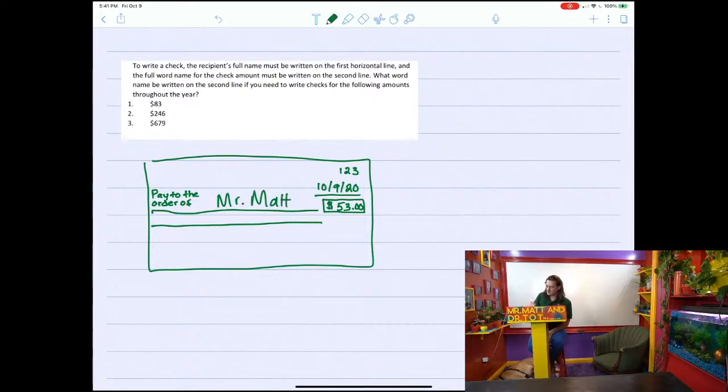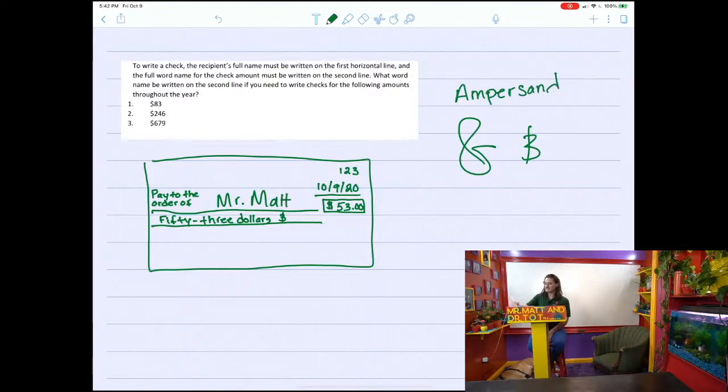I would write out now $53. You have to write out dollars. And you can do this little, this is called, so you might have seen either one of these symbols. This is called an ampersand, and it stands for the word and. So in writing the check, you can put an ampersand and then write a fraction to represent the cents.